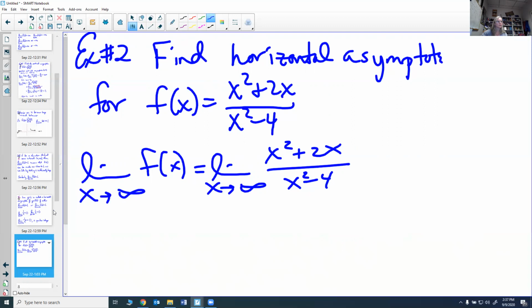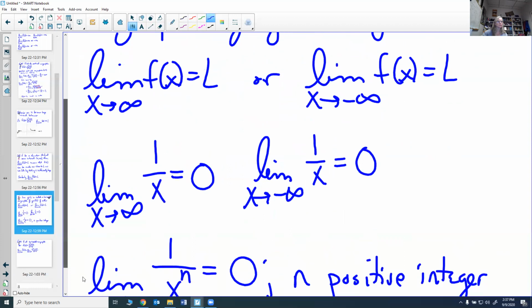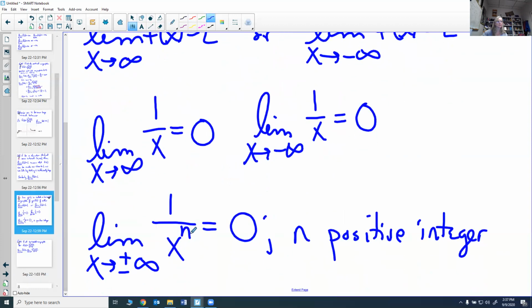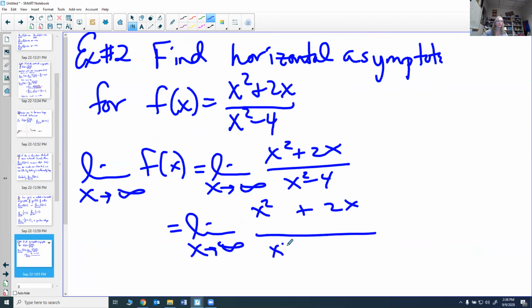And I want to use these properties here. I want to use the fact that the limit as x goes to infinity of 1 over x to the n is 0. So I need to get x's in the bottom. So one of the things I notice is I have x squared as my highest degree of x. So what I'm going to do is I'm going to divide every single term by x squared. So I'm going to take each one of my terms here, and I'm going to divide each one of those terms by x squared.